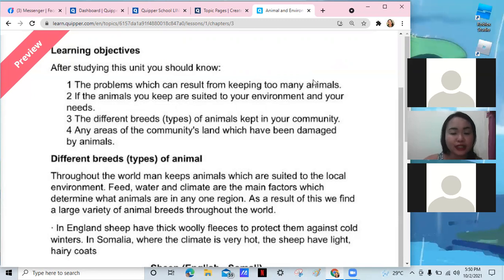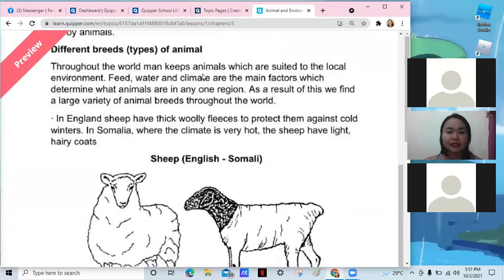And if these animals are suited to your environment and also to your needs. But if you are really just a normal animal collector or enthusiast, then it doesn't matter actually. And also different breeds or types of animals that are kept in your community, and also areas of the community's land which have been damaged by animals. So may mga ganon ding mga instance. So these are some of the breeds or types of animals around the world that has specific also na ano.